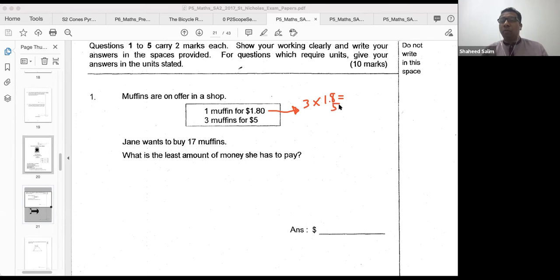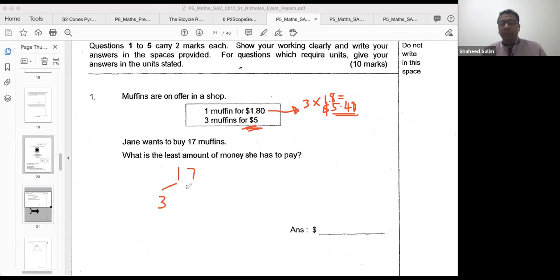Putra say $15. Let us see whether. So 3 times 1.8 is equals to $5.40. Means if you don't buy in three, you buy one by one by one. They say, Auntie, can I have one muffin? Yes, Auntie, can I have one muffin again? And you got to pay $5.40. But if you buy three in one packet, $5. Can you see it's cheaper?